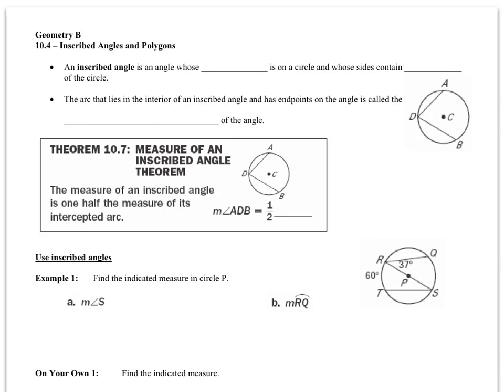So an inscribed angle is an angle whose vertex is on a circle and whose sides contain chords. So chords of the circle. So this angle right here, this is an inscribed angle. Its vertex is on the circle, and these sides are chords.